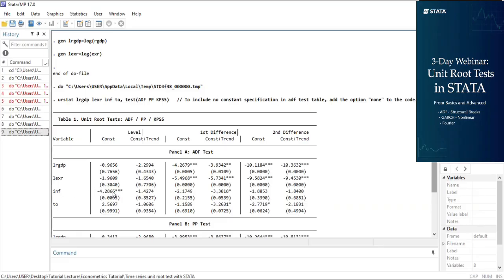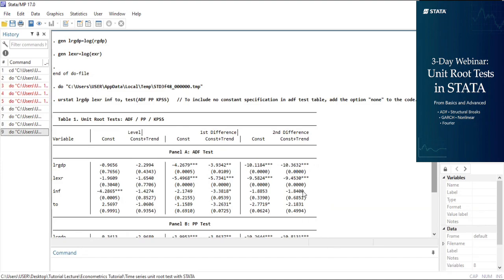When our model has constant only, you can see at first difference that the variables that are not stationary at levels are not stationary at levels. Log of GDP is not stationary. Log of exchange rate is not stationary. Inflation is not stationary. Trade openness is not stationary. We don't need the second difference again because we have achieved stationarity at first difference.